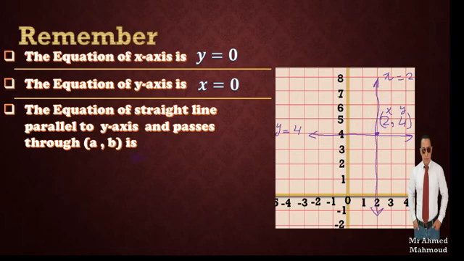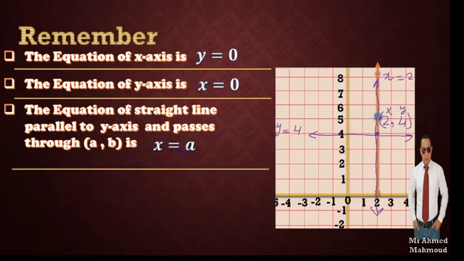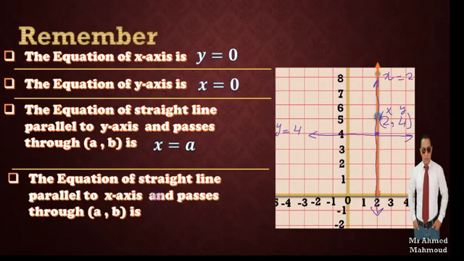So if x equals a, the line parallel to the y-axis is x equals a, and the line parallel to the x-axis has the equation y equals b, as in the figure. Okay, let's solve the next example.